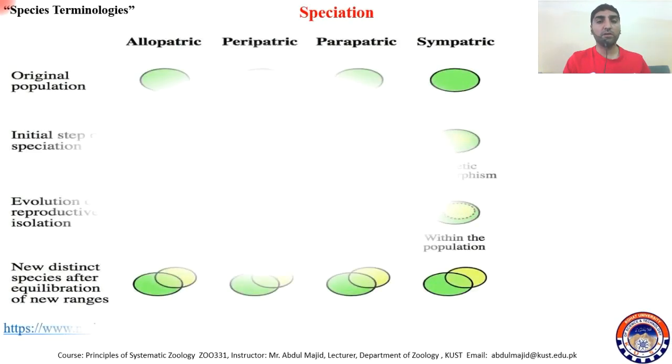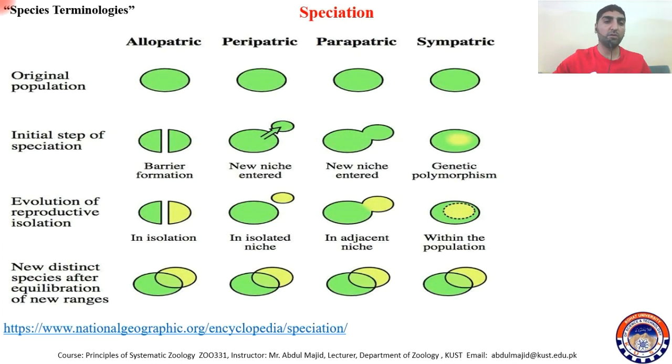So here is a diagrammatic representation of allopatric speciation or allopatric species. Don't think about these, just think about allopatric speciation, how it occurs. For example, this is the original population. An initial step of speciation is the appearance of a barrier between these two populations, and then evolution of reproductive isolation. Because of the isolation, they cannot interbreed with each other, they cannot exchange genes with each other.